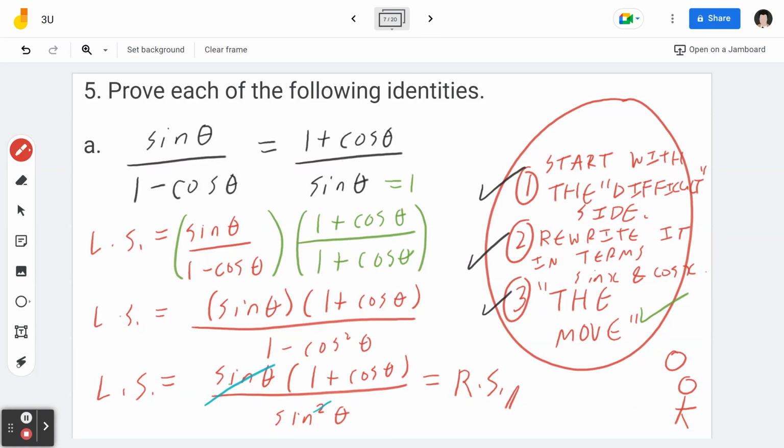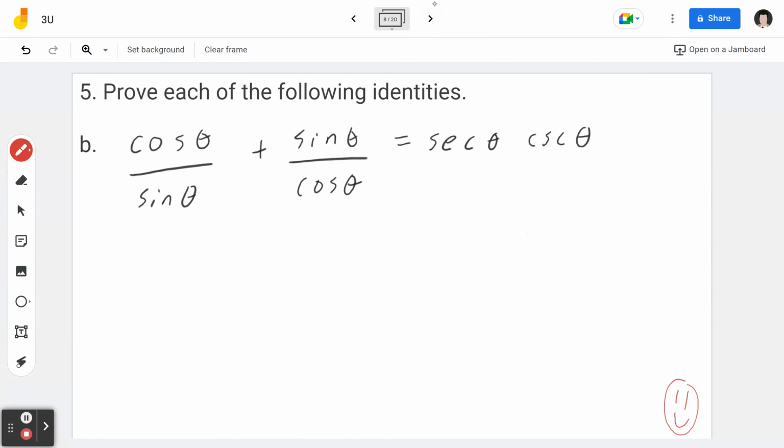Example 5a. Great starter, great finisher. Example 5b. Cosine theta divided by sine theta plus sine theta divided by cosine theta equals secant theta times cosecant theta. Again, I will invite you to pause the video, try this first. When you're done and you press play again, I'll be here.